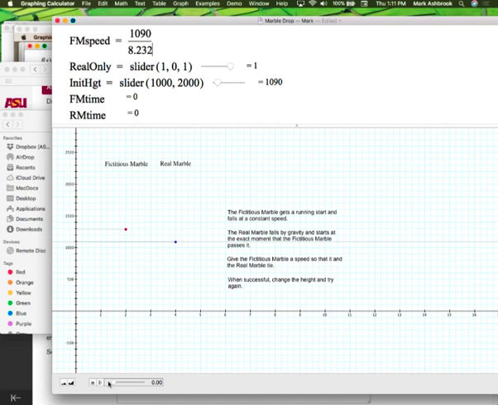Did you have a question, Charlie? Yeah, so when you change the initial height, that also changes the initial... Oh, okay. Yeah, the fictitious marble always starts 200 feet higher than the real marble. So it's a 200-foot running start. Okay.